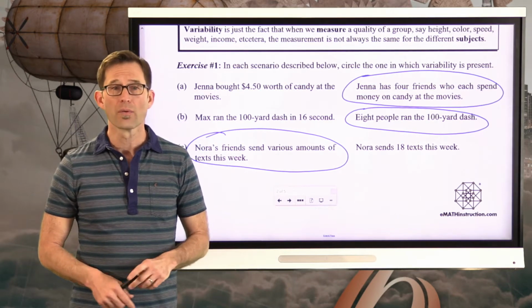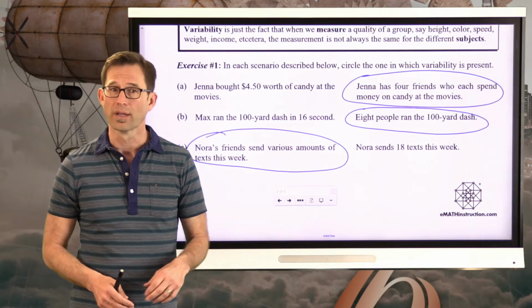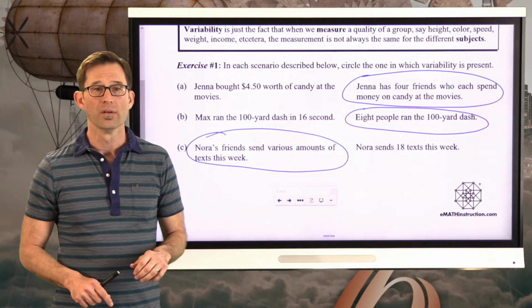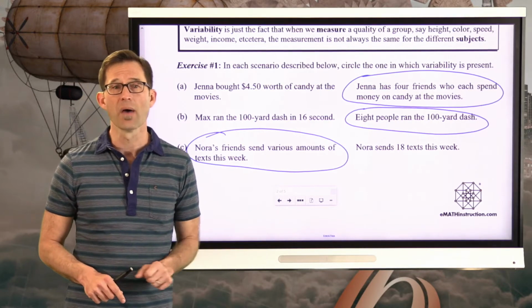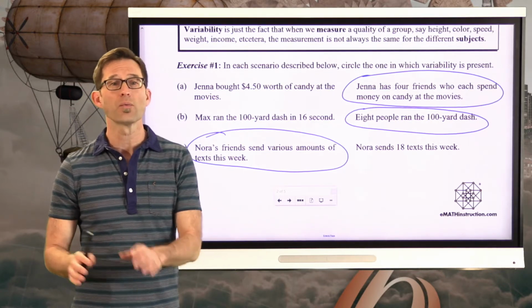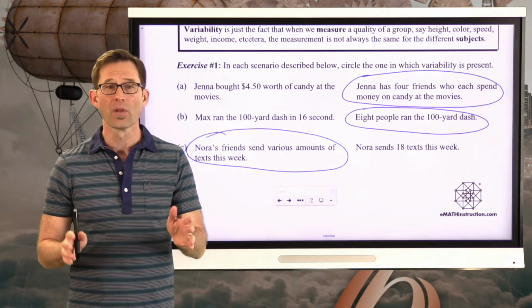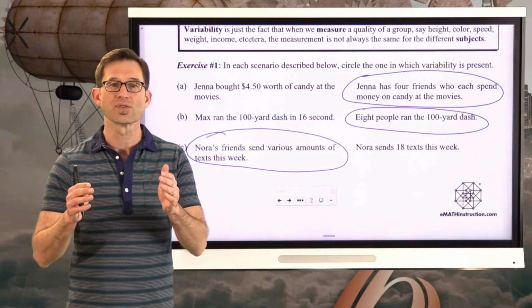Well, then there'd be a range of answers. You might say, well, her best friend only sent this many, and the friend that sent the least sent this many, and the average number that they sent was this many, all right? Variability is what statistics is all about.